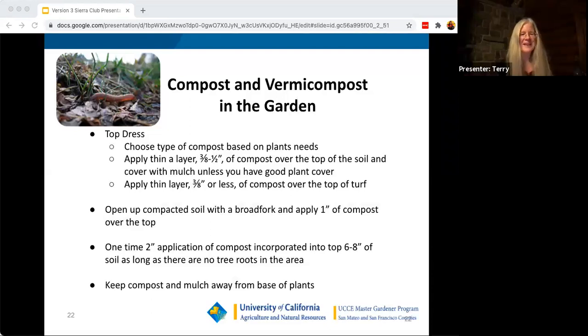So yeah, the broad fork, I see we're getting late on time. Sorry about that. Broad fork is a great way to open up compacted soil if you don't want to sheet mulch or do a cover crop. It's an instrument similar to a pitchfork, but a little bit tougher. You put it in the ground, rock it back and forth, and put compost over the top. That's a great way to get a little bit of compost into your soil and life into your soil.